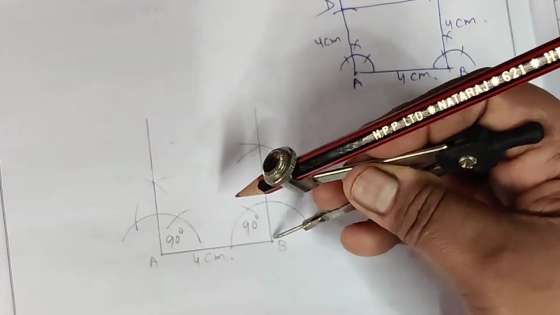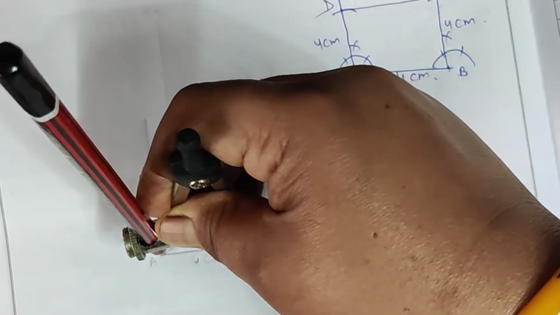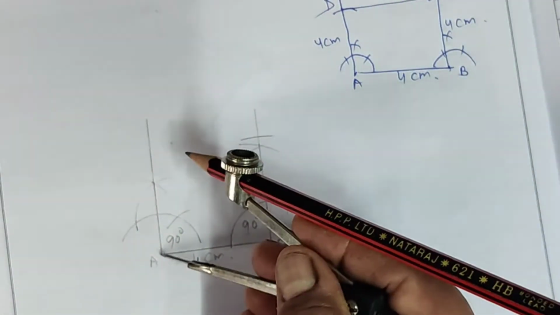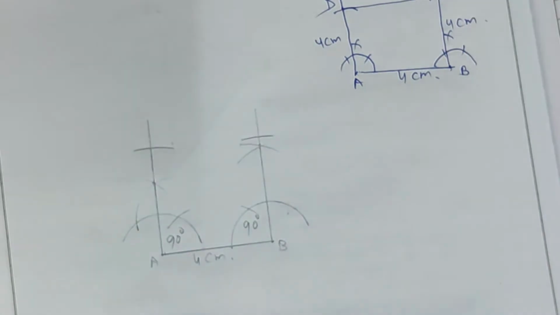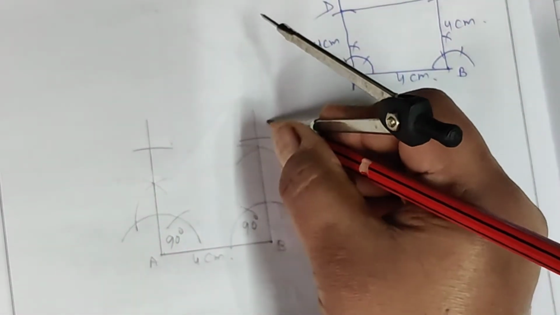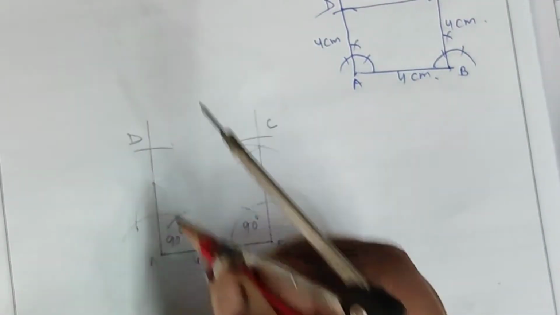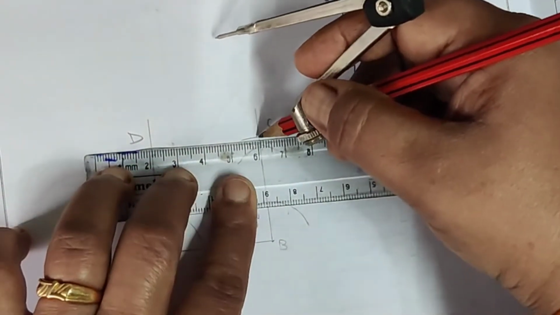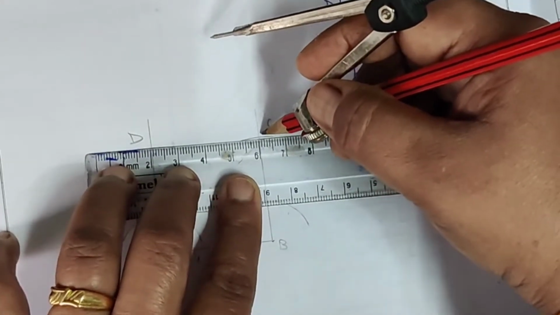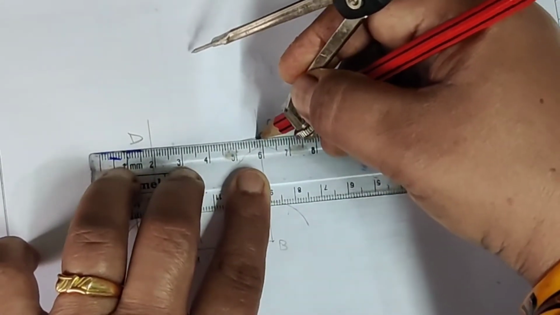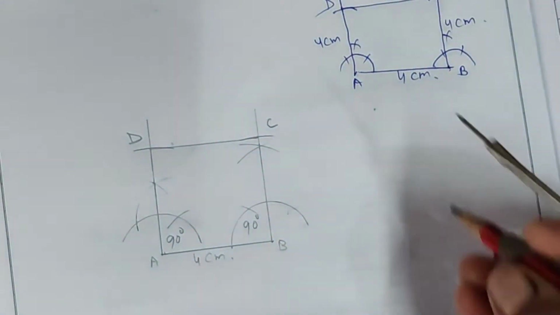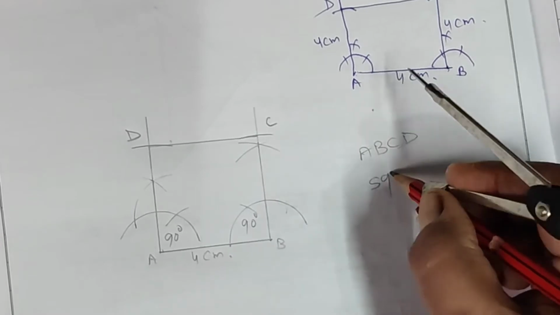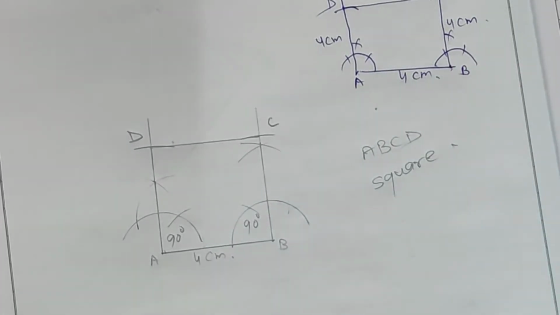Now cut an arc of 4 cm. Measure the arc of 4 cm from B and from A. This is a point C and this is point D. Now join CD. ABCD is a required square. ABCD is a square. Okay.